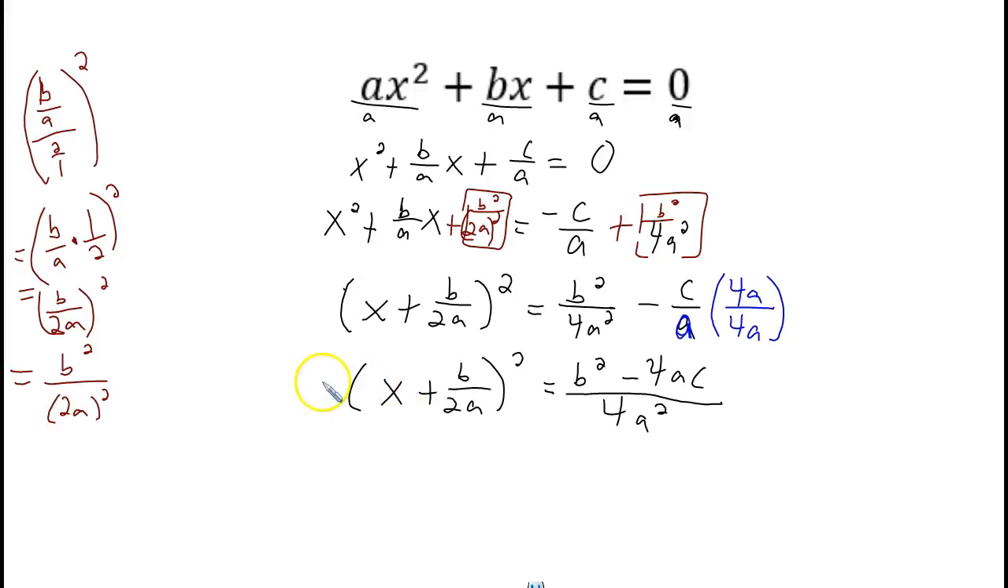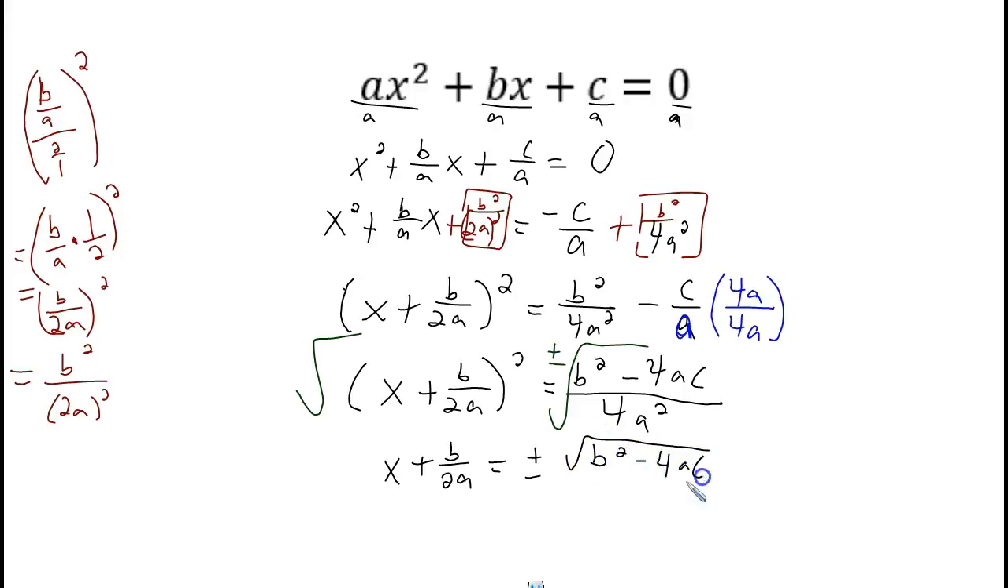Next up, we got to take the square root of both sides. So on the right and the left, remember on the right it's positive or negative, and on the left it's going to cancel out that square root. So now on the left we have x plus b over 2a. And on the right, we have positive or negative, okay? On the top, square root of b squared minus 4ac. And on the bottom, since this is a monomial, we can go ahead and take the square root of 4 and the square root of a squared, which is 2a.